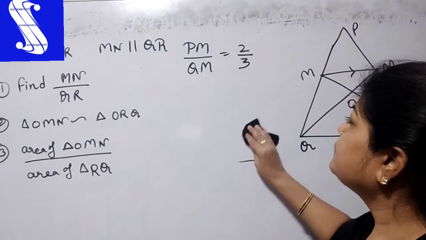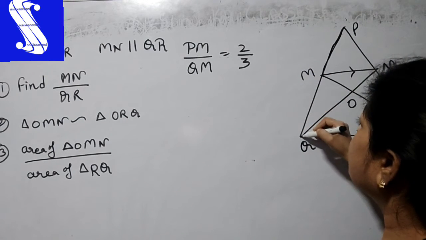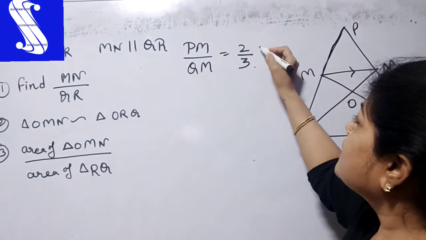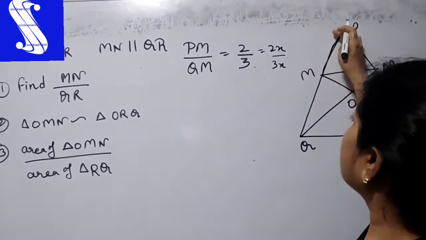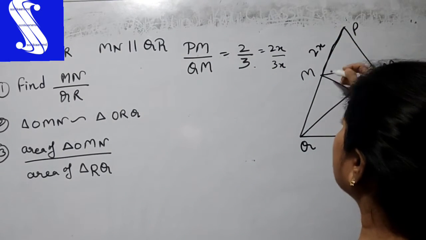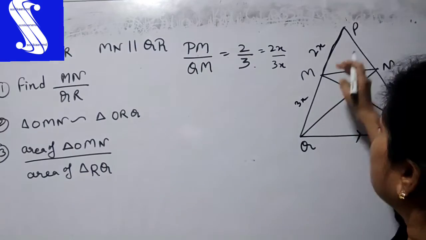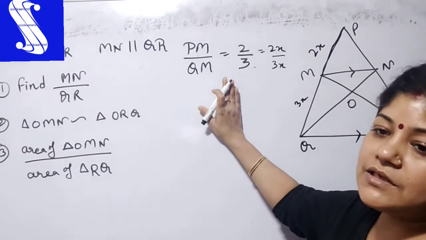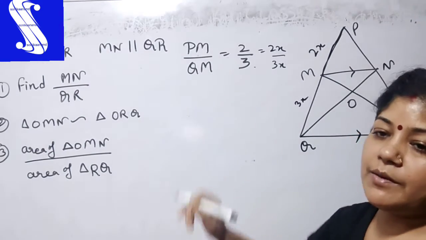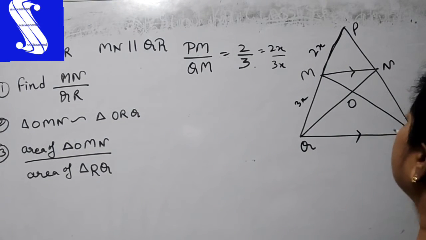Now next, PM over QM. This is PM over QM is 2:3. For example, let it be 2x, let it be 3x, because this is the ratio. So here PM we can write 2x, and here QM, this portion, this is 3x. That means overall length of PQ becomes 5x. Now this data is given in our question. Now we proceed one by one. Find MN over QR.